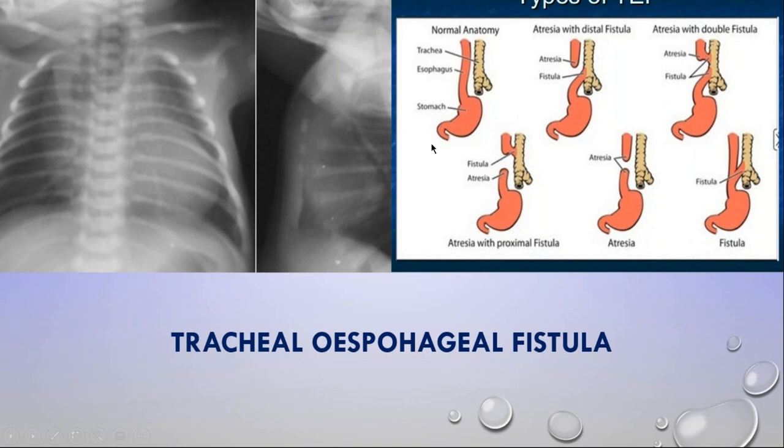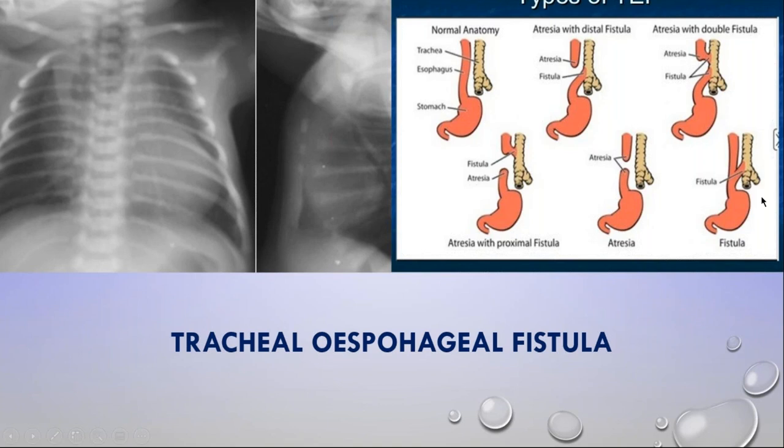Atresia with a distal fistula means that we've got some esophagus here, but for some reason, the stomach has attached here to the airway. Or we can have it in that situation. This is commonly known as a double fistula or an H birth defect. This one, it's attached there. Here, we don't have any attachment, and here, there's a problem.